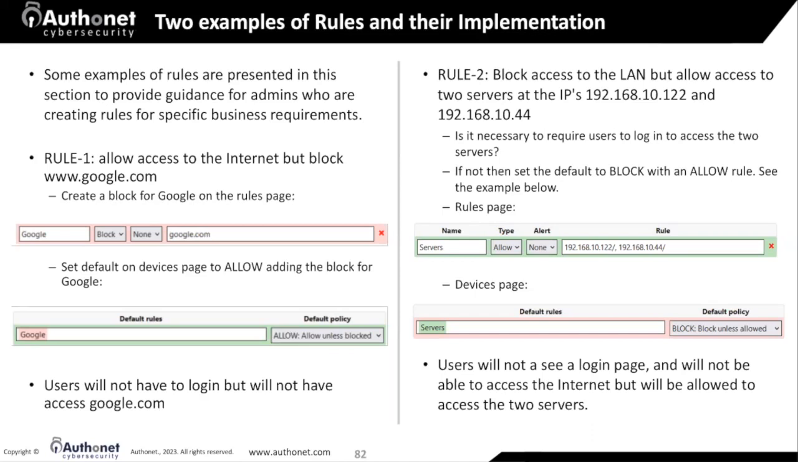Now, rule 2 will block access to the LAN, but allow access to 2 servers. And so in this case, we're going to call the rule servers, an arbitrary name. We're going to set the type to allow. We're not going to set an alert. And then we're going to add the 2 IP addresses for the 2 servers that we want to access. And so when we add this to the default rules, we add the server name, and then the default policy is going to be block unless allowed, and the rule will allow access to those servers.